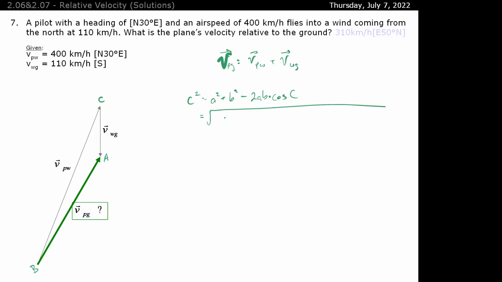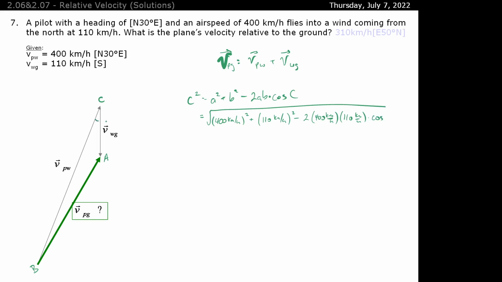Okay, so a squared is VPW, which is our 400 kilometers per hour squared, plus our 110 kilometers per hour squared, minus 2 times 400 kilometers per hour times our 110 kilometers per hour times the cosine of angle C, which is the angle up here.